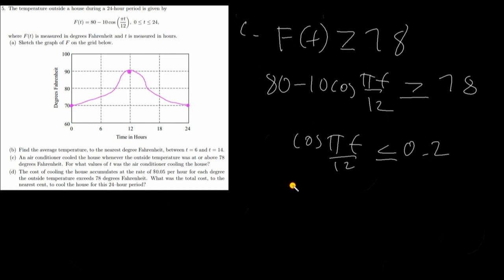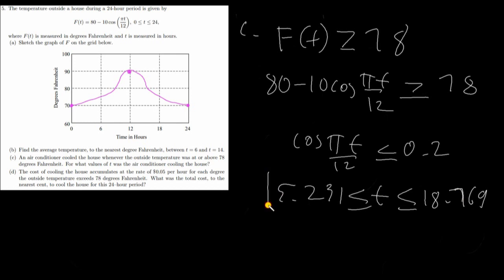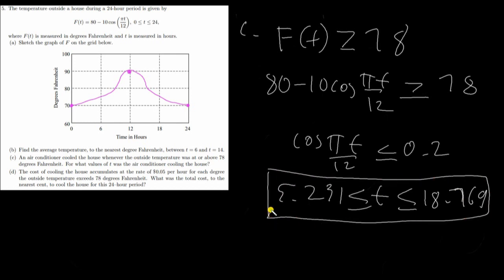You graph this on y1, this on y2, find the intersection points, and you'd get that this is true when t is between 5.231 and 18.769. So these are the t values for when the temperature is above 78. You would get 1 point for setting up the inequality and 1 point for the answer.